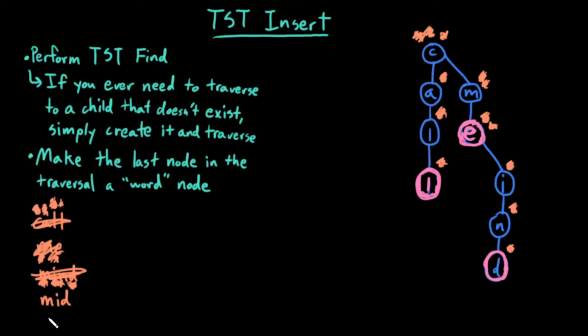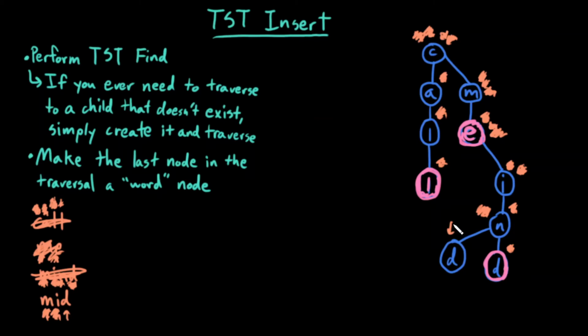Last one, mid. Start at the first letter, start at the root. M is greater than C, so I traverse right. M equals M, so I go to the next letter and I traverse down. I is greater than E, so I traverse right. I equals I, so I go to the next letter and I traverse down. D is less than N, so I traverse left. Uh-oh, no left child exists. So I'll just create one with whatever my current letter is. There we go. And now I traverse as I wanted to do.